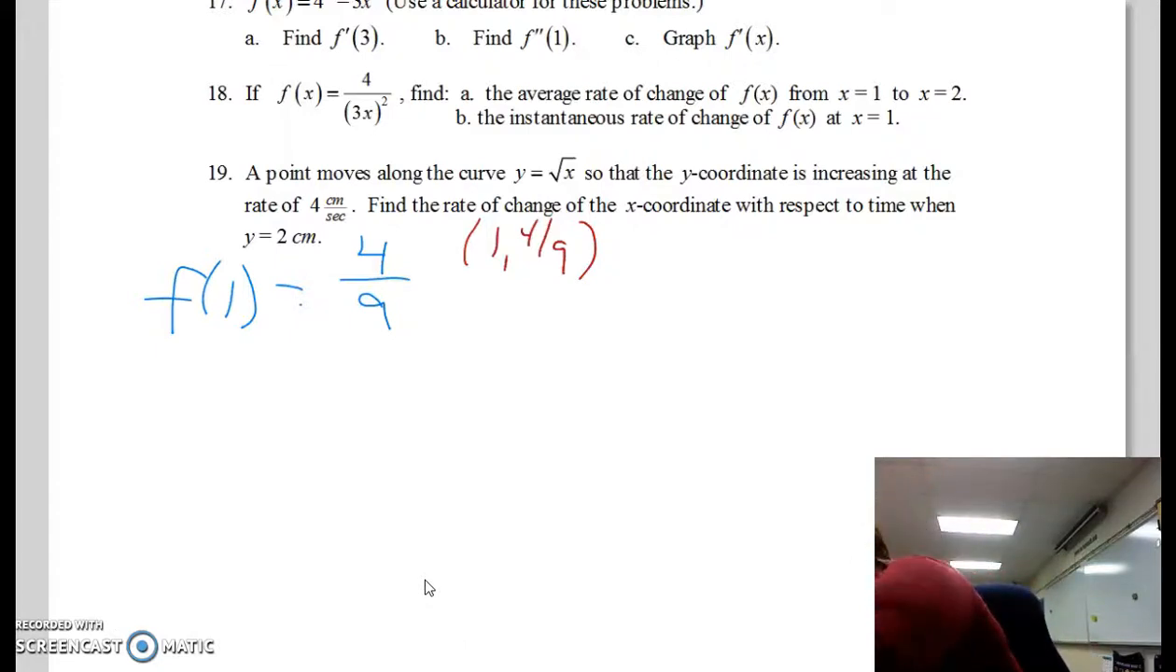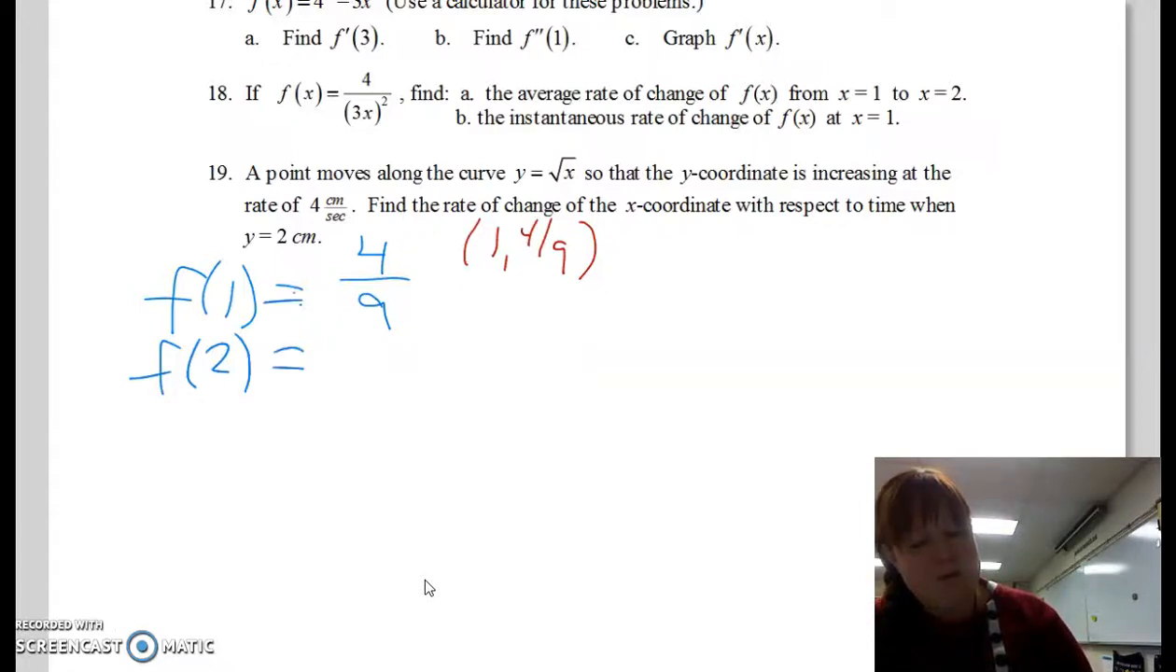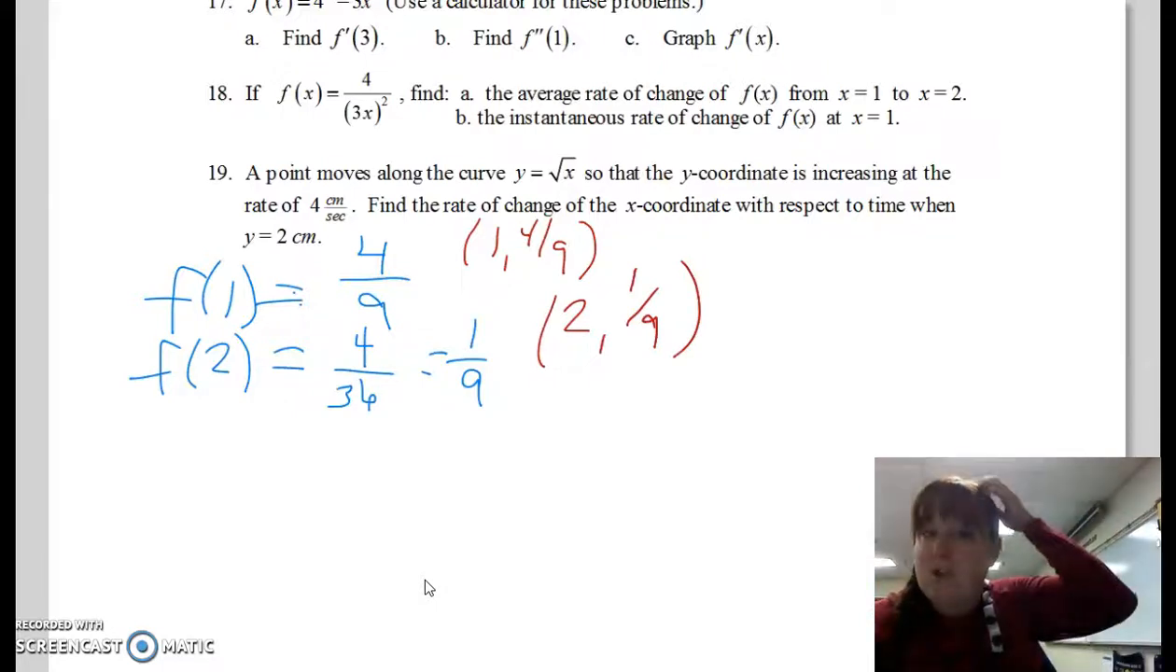Okay, and then, let me pull this back up. And then we can just figure out what it is at x equals 2, okay? So f of 2 equals 4 over 6 squared, which is 36, which is 1/9. Okay, so again, I would write this as a point, 2, 1/9. Okay, so then we just figure out change in y over change in x, right?